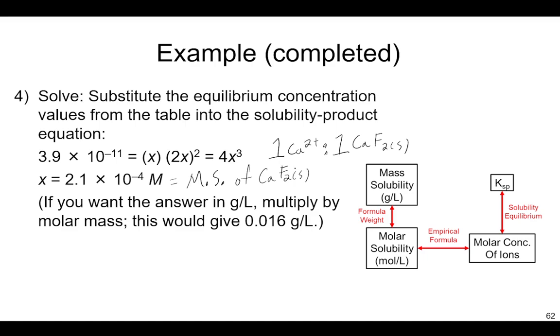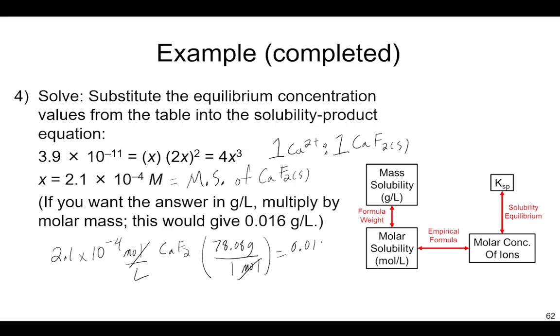If instead it was asking for the solubility or mass solubility, we would have one final step here to take this molar solubility, moles per liter, of calcium fluoride and turn it into a mass solubility by using the molar mass. So calcium being 40, fluorine being 19, molecular weight here is 78.08 grams per mole. So if it had asked for a mass solubility, you just use that formula weight to get to the mass solubility, right? So that's that last step here in my graph.